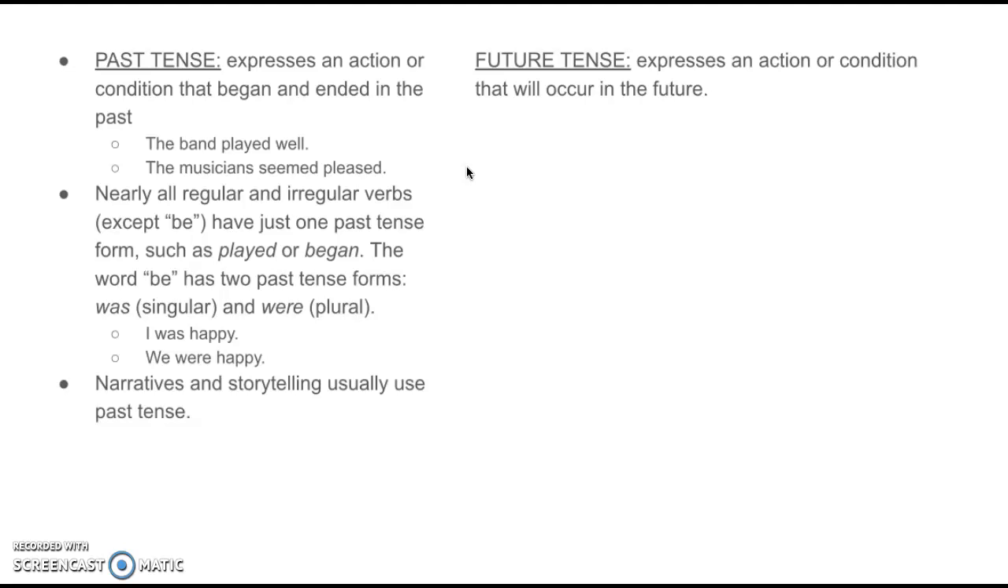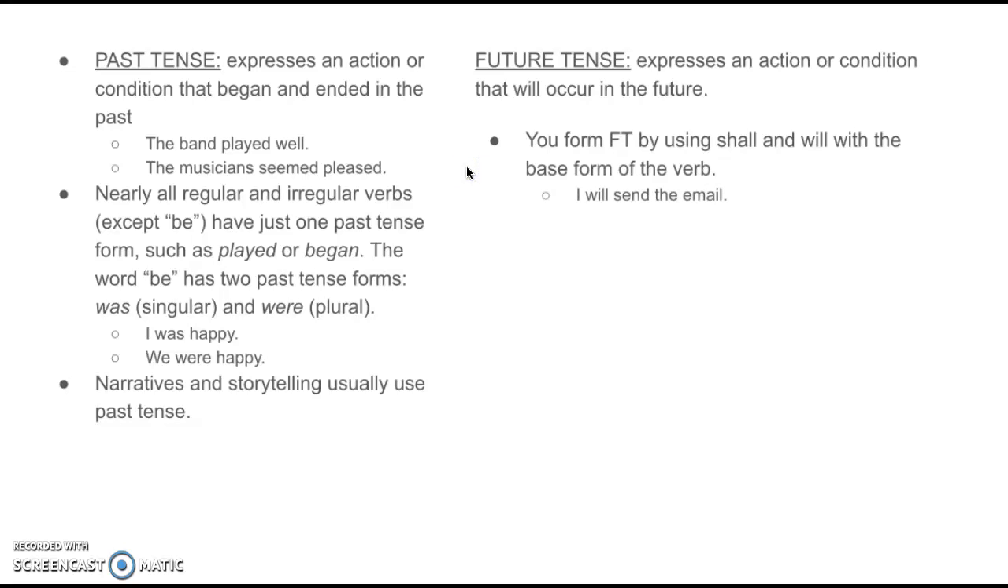Future tense expresses an action or a condition that will occur in the future. Now, you form future tense by using shall or will with the base form of the verb. Like send, base form, plus will equals future tense. I will send the email. Or you shall, if you want to be fancy, you shall practice piano tonight.